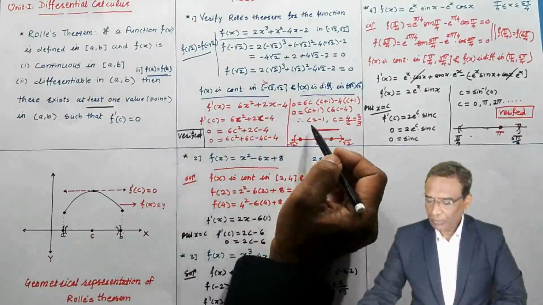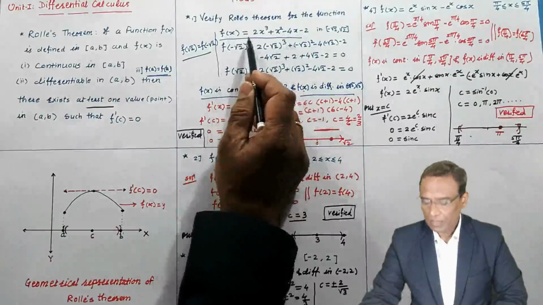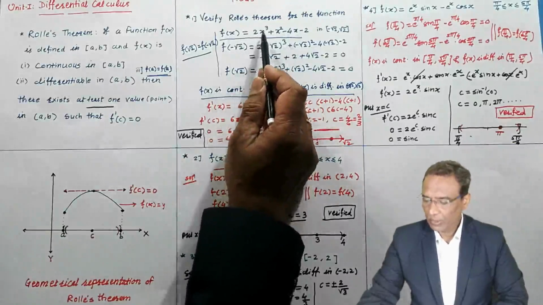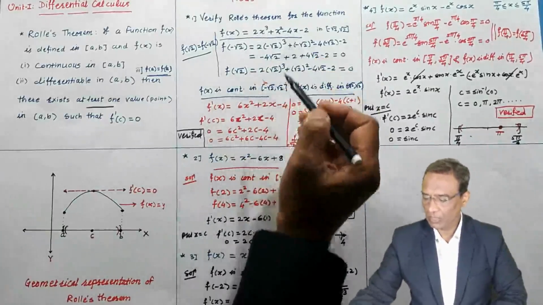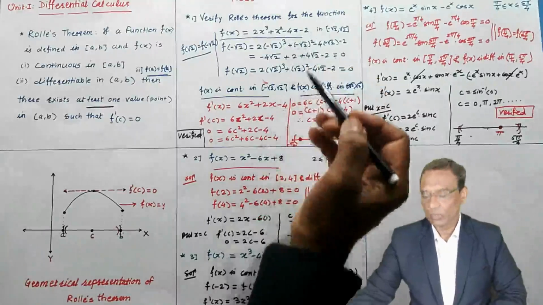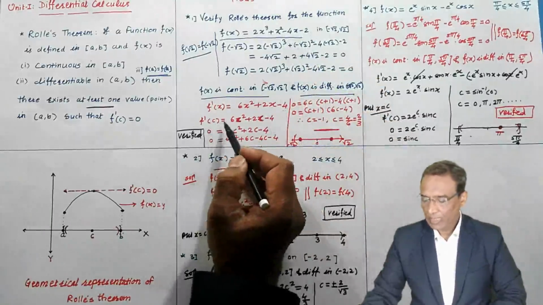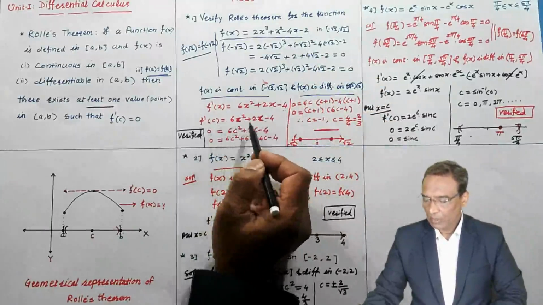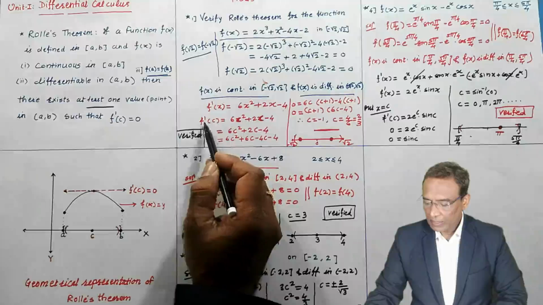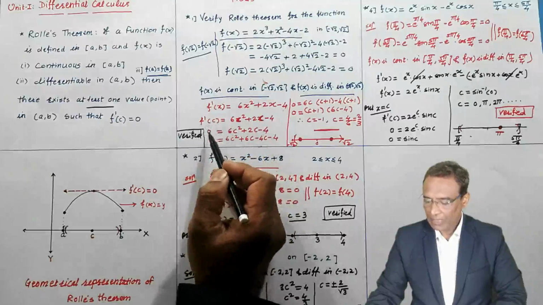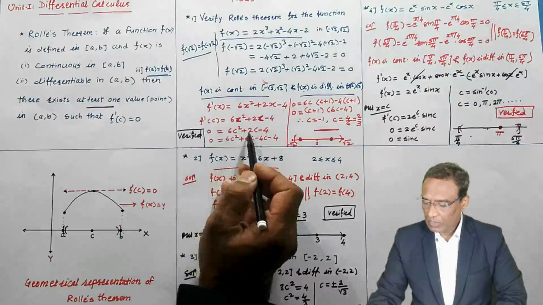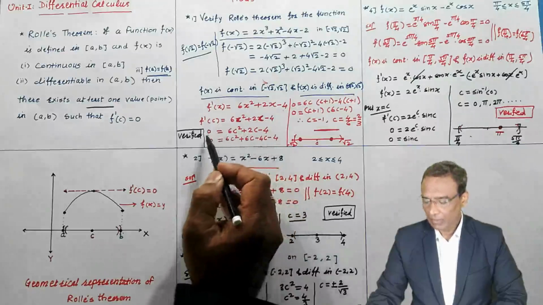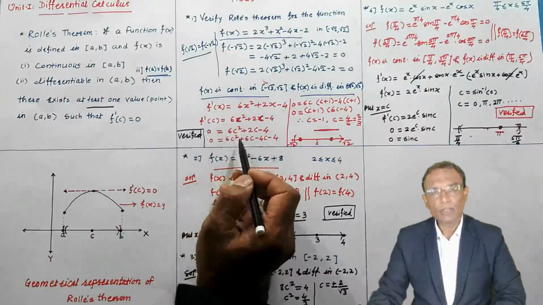How to find the value of c? Take the derivative of this. The derivative of 2x cube is 6x square, the derivative of x square is 2x, the derivative of x is 1, the derivative of minus 2 is 0. Then put x equal to c, replace x by c; this is f dash c, and I am considering f dash c as 0 because we want the value of c. This equation we are going to solve.